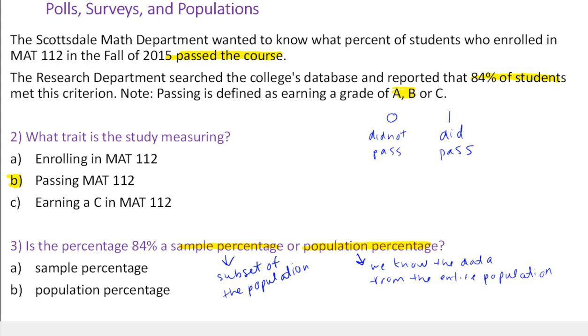But in this case, maybe you don't know this, but the college's database has information on all of our students, so we could look at the entire population and gather all of this information, which is what they did. And since they have it, they wouldn't just pull some of that information, they'd pull all of it. So this is a population percentage.